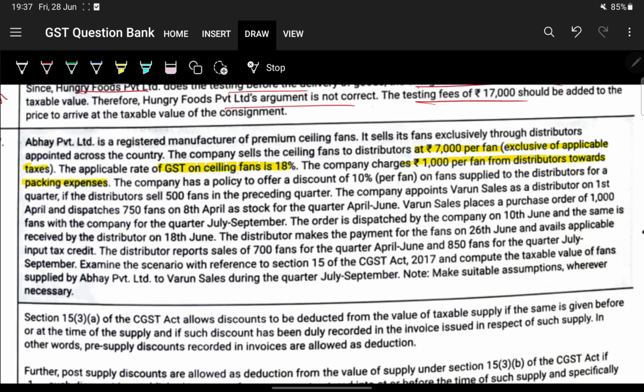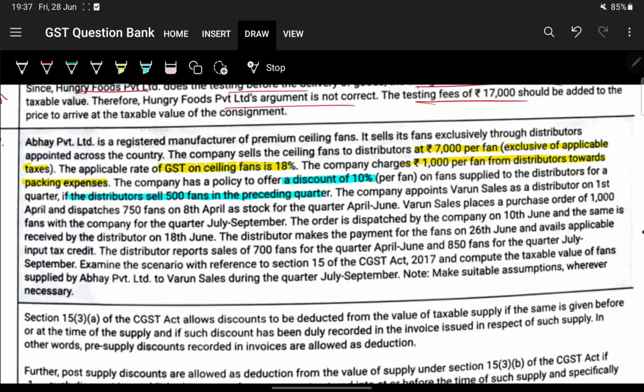Next, it offers a discount of 10% per fan on fans supplied through distributors for a quarter. So if the distributor sells 500 fans in the preceding quarter, then the company will give a discount of 10%, meaning the terms are already agreed before the supply. So post supply discount is allowed in this case. Next, the company appoints Varun Sales as the distributor on 1st April and dispatches 750 fans on 8th April as stock for the quarter.